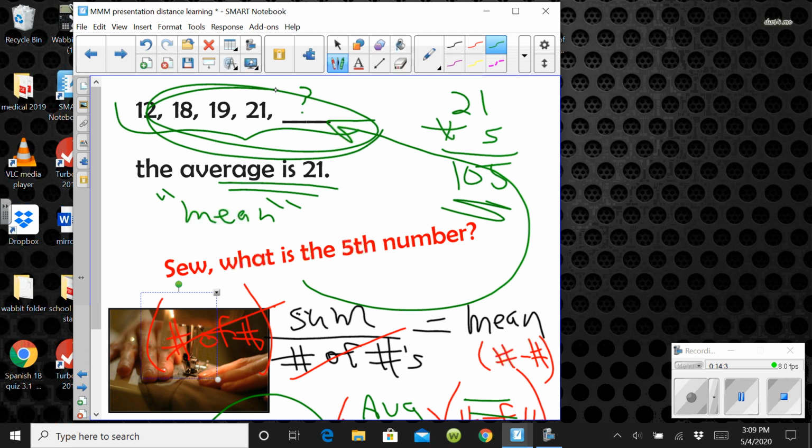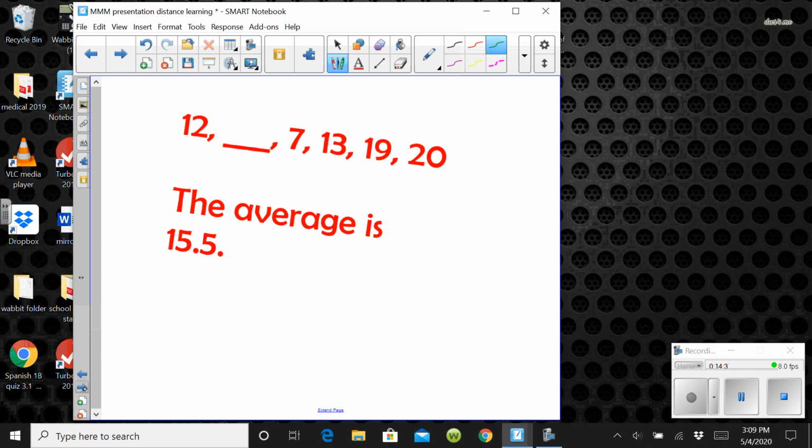Now it's a piece of cake, right? So I'm not even going to finish that problem because I don't want to insult you. So we go on, and here's another one. There's an unknown value, but I can see altogether there's 6 numbers, right? And I've got the mean.